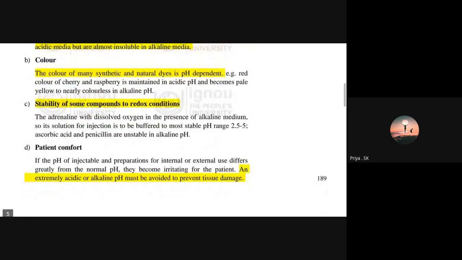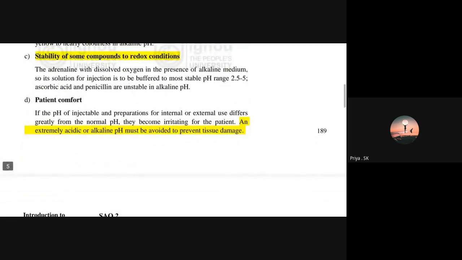Then the fourth point is patient comfort. If the pH of injectable preparations and preparations for internal or external use differs greatly from the normal pH, they become irritating for the patient. An extremely acidic or alkaline pH must be avoided to prevent tissue damage.